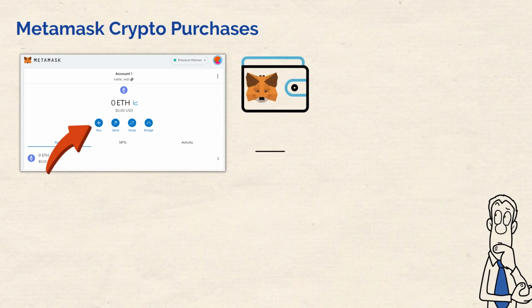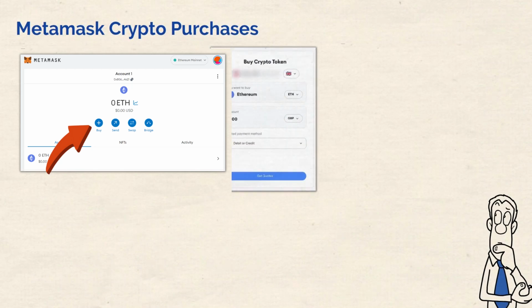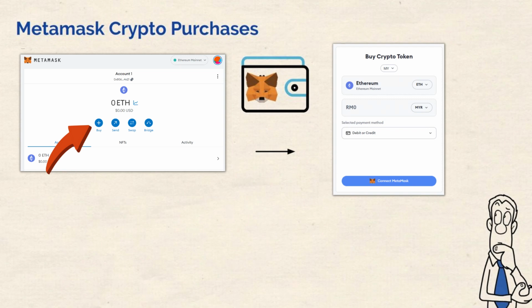You will now be redirected to a new page where you will choose the type of crypto you want to buy and the amount of money you intend to spend, as shown here. Importantly, you will also be offered some payment methods. These will vary depending on the country you are in, but for the sake of simplicity, I will assume debit or credit card.